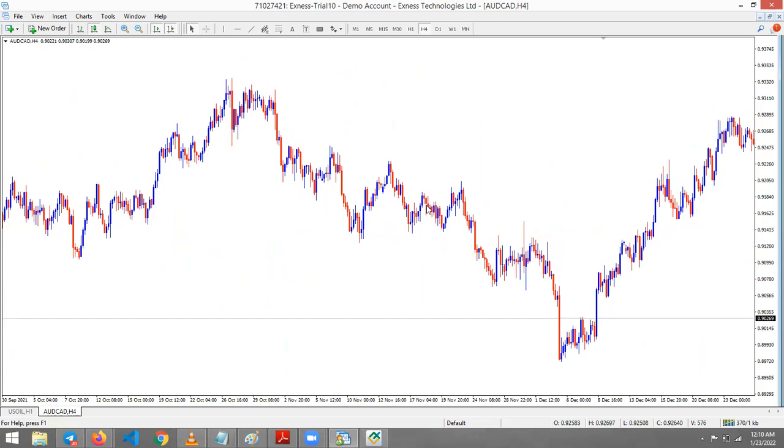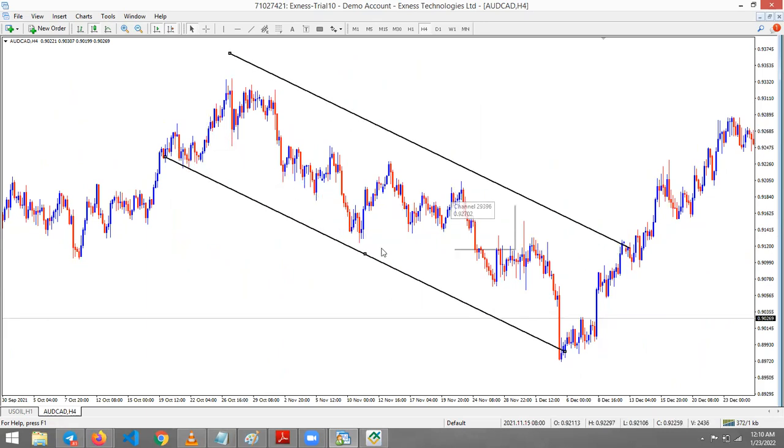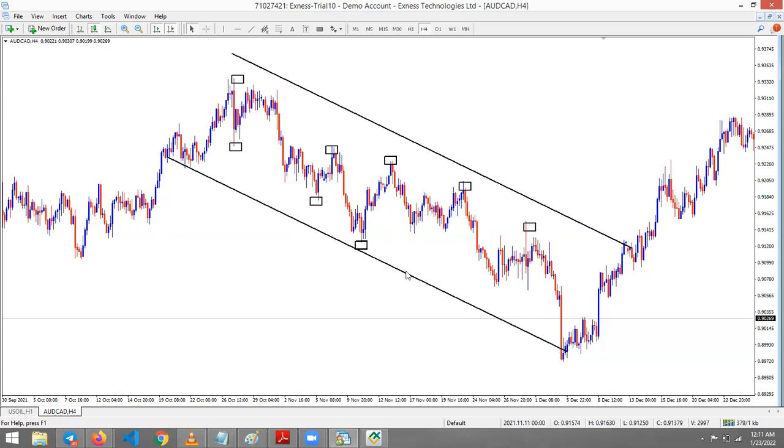Okay, now let me just start here. So now this is very, very clear. This is what we call a downtrend. You can see price is forming higher lows, and it's also forming what we call lower lows, right? This is a downtrend. So under this downtrend here, the best thing would be to look out for sell opportunities.